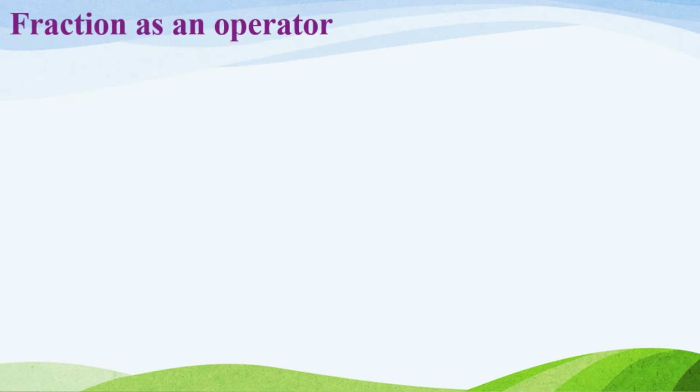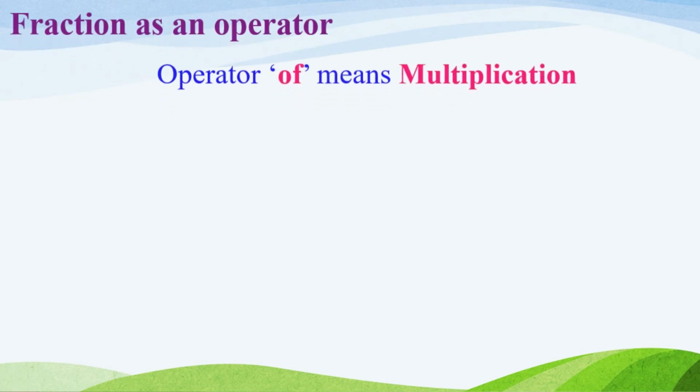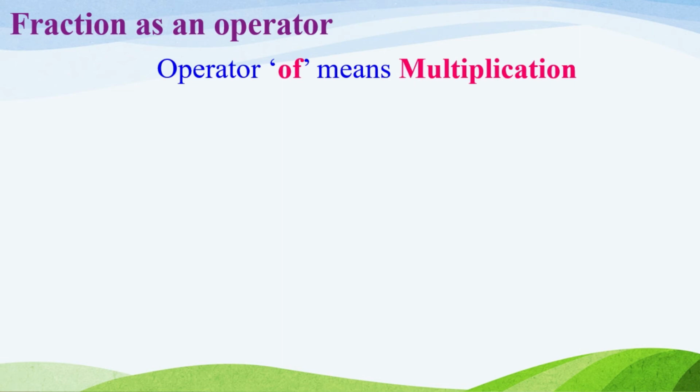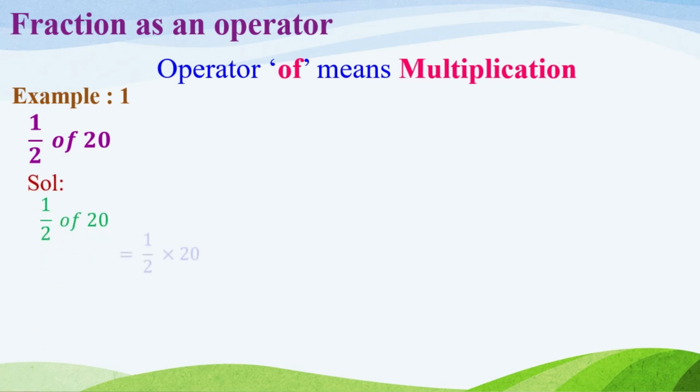Let's see fraction as an operator. Operator of means multiplication. Let's see an example. 1 by 2 of 20. Here 1 by 2 is a fraction. 20 is a whole number. Of means multiplication. Let us find the solution. 1 by 2 of 20. That means 1 by 2, of means use the multiplication sign, multiplied with 20. Now 1 is the numerator.